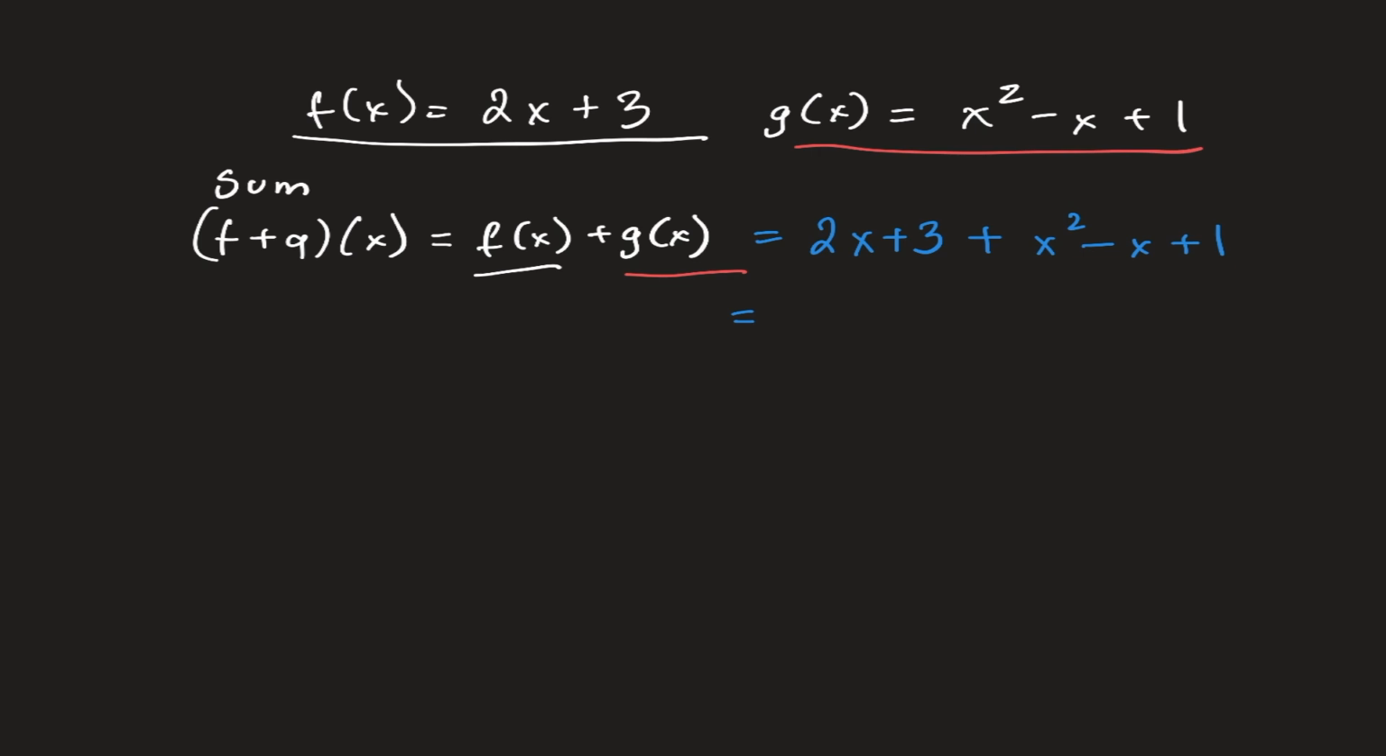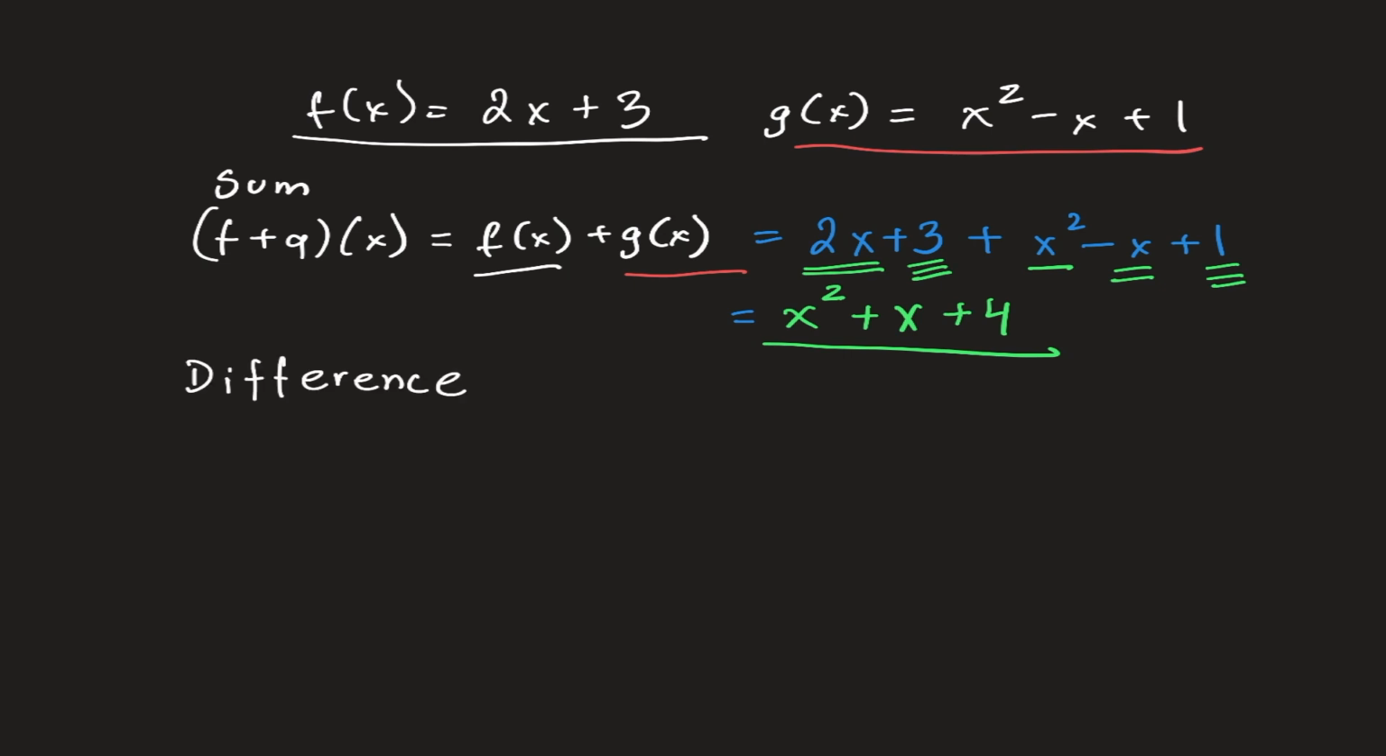So let's identify like terms. X squared does not have a partner. It is all by itself, just x squared. 2x and x are like terms. They have x to the same power, which means they get combined together. So therefore 2x minus x is just 1x. And lastly, 3 plus 1 is equal to 4. That is the sum of these two functions.